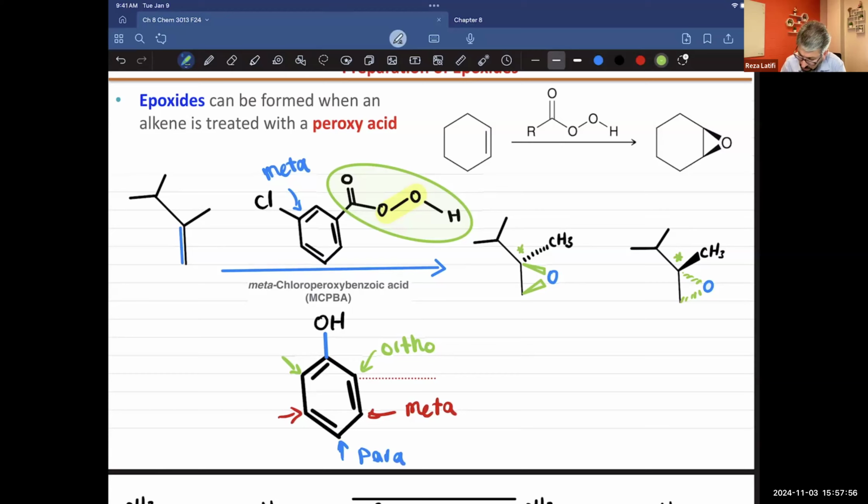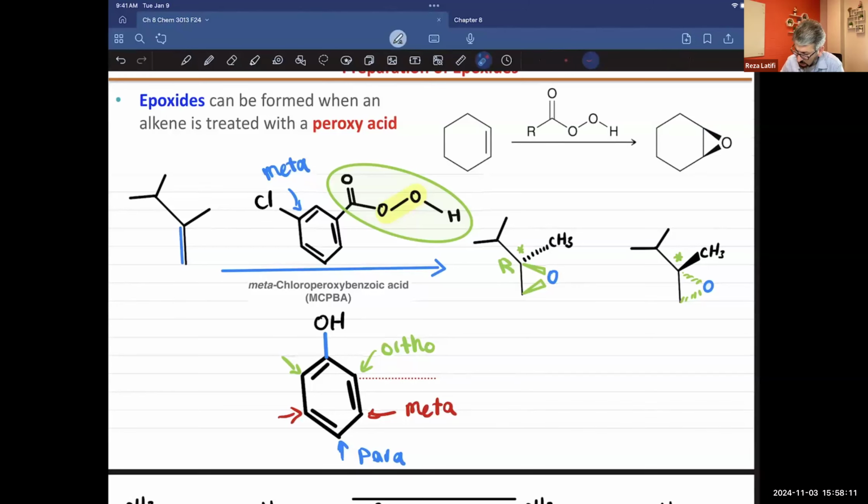The first one, I'm going to say this is going to be 1, and here we get 2. This one will be 3. Where is the fourth priority? Here. This is going to be clockwise, and because it's clockwise, I got R configuration.